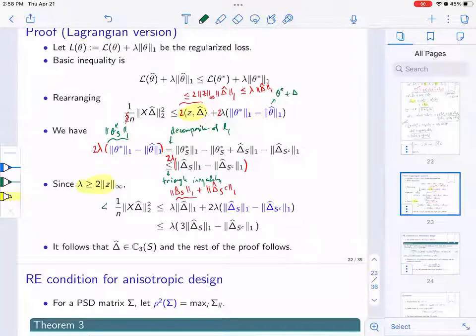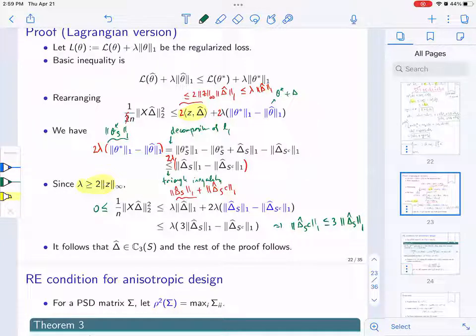So this side is bigger than or equal to 0. This being bigger than or equal to 0 means this is bigger than or equal to 0. So this implies that delta hat S complement 1 is less than 3 delta hat S1. So you can see where 3 comes in.